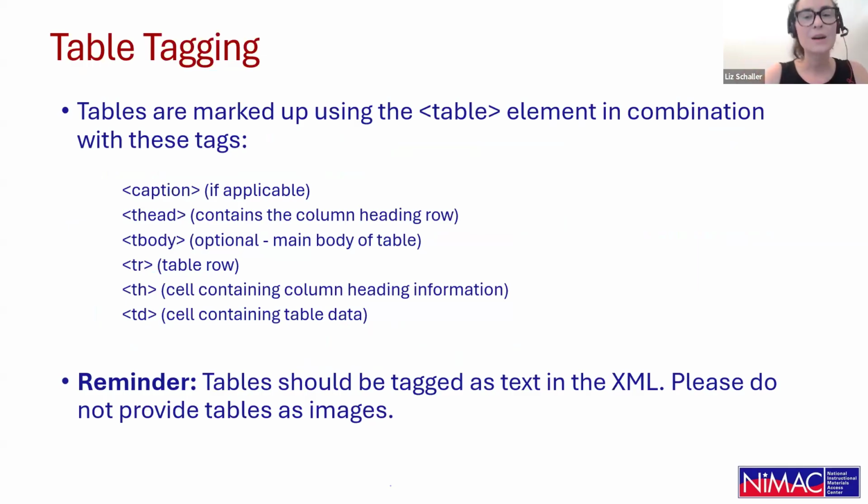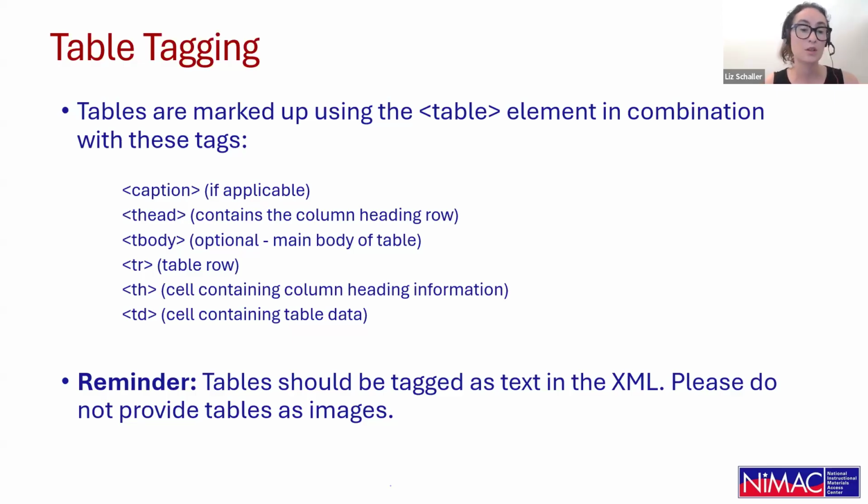Speaking of tables, tables are marked up using the table element in combination with these tags. The caption tag, if it's applicable, the T head tag, which contains the column heading row, the T body tag, which is an optional tag that tags the main body of the table. And then you have your table rows, your TH or cell containing your column heading, and then your TD, which is your cell that contains your table data. Tables should be tagged as text in the XML.